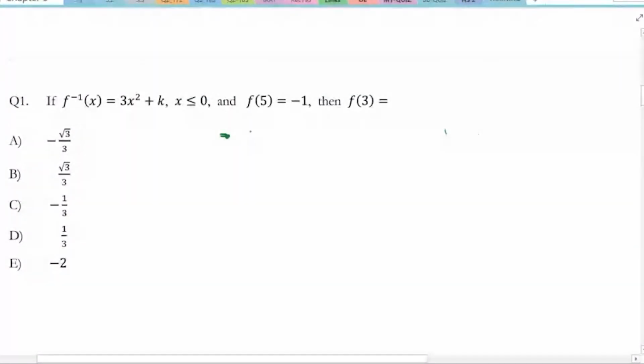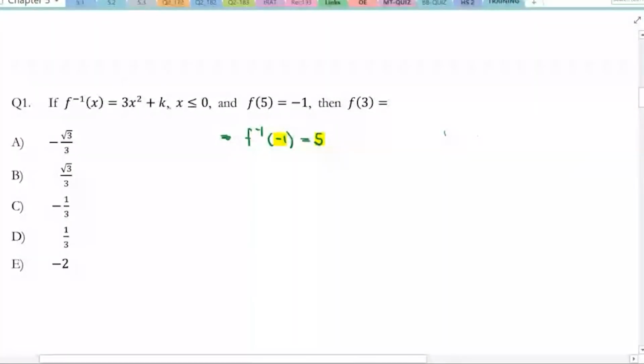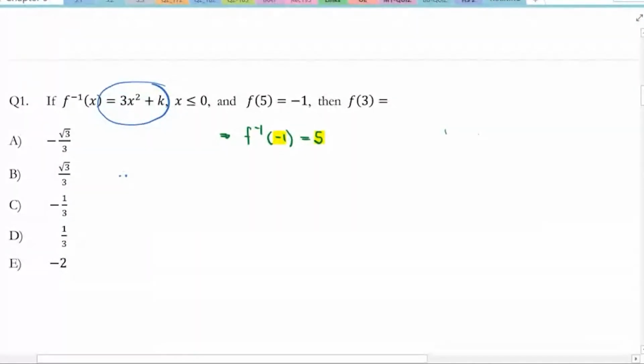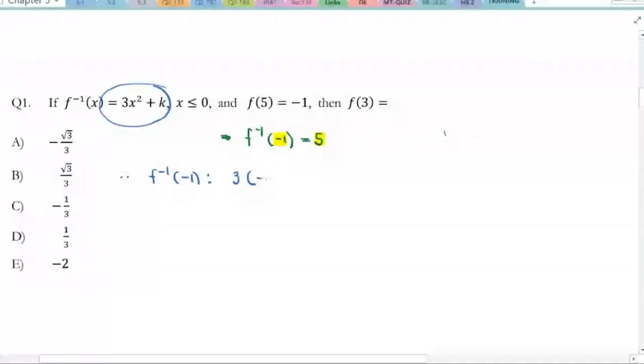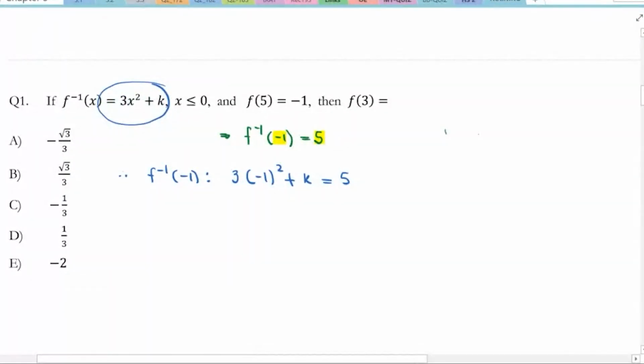We say here, f inverse of -1 shall be equal to 5. This is now representing, we're going to substitute x for -1, and then the y is going to be 5 in this function. So therefore, what do we have, gentlemen? We have f inverse of -1. Here we get (3 into -1) all squared plus k, and that will be equal to 5.